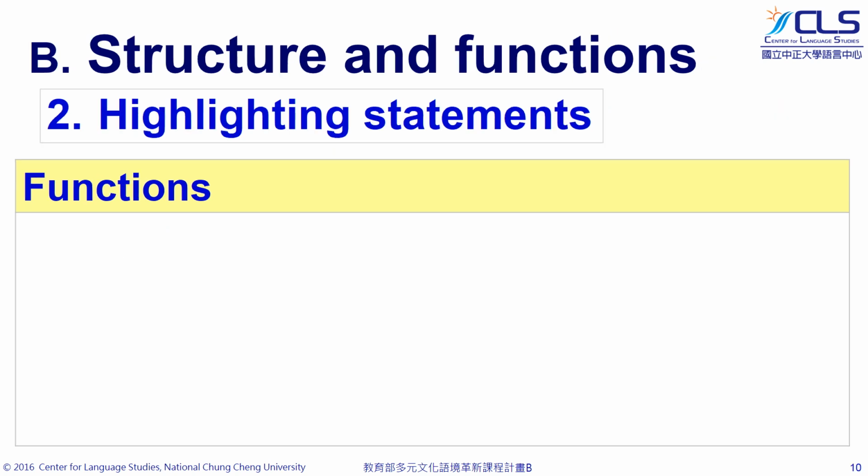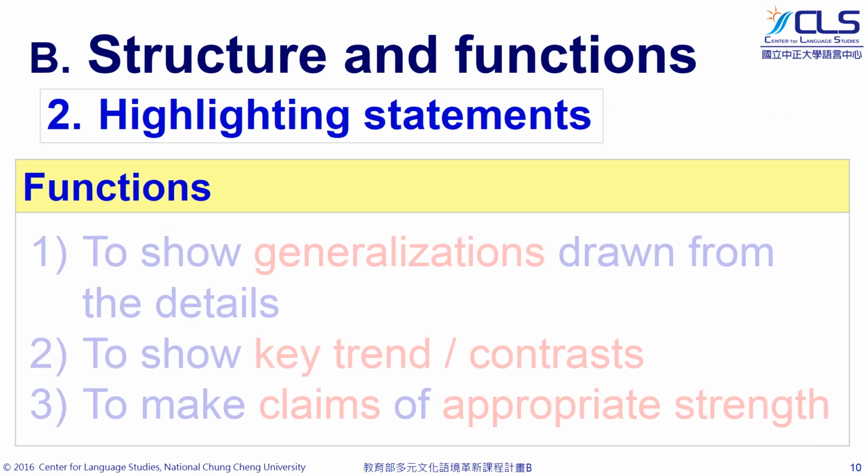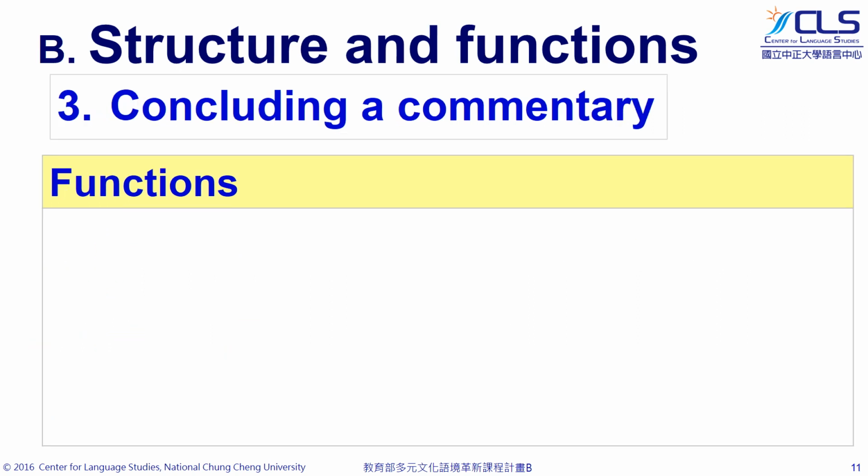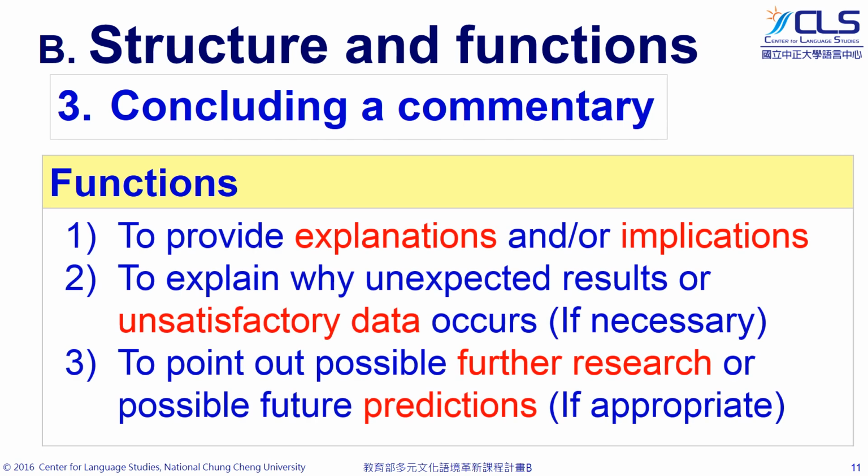Next, highlighting statements can be used to show generalizations, key trends or contrasts, and make claims of appropriate strength. The final part of data commentary is concluding a commentary, which is used to provide explanations or implications, to explain unexpected results or unsatisfactory data, and point out possible future research or predictions.